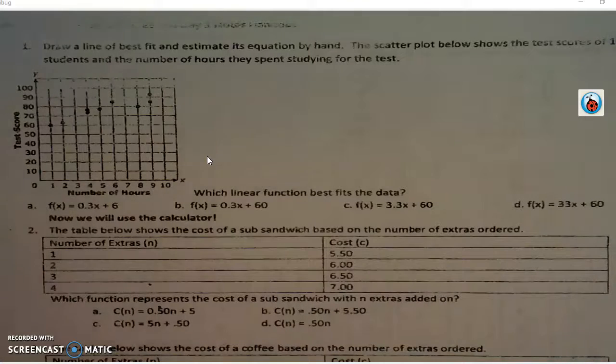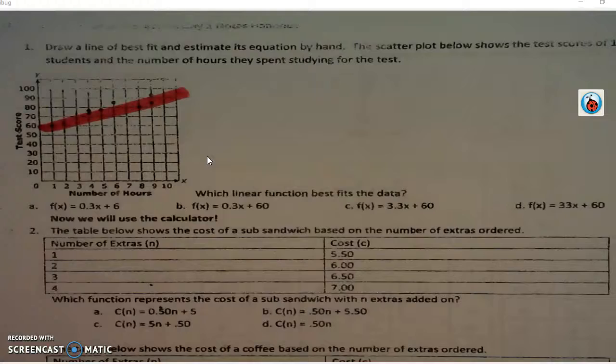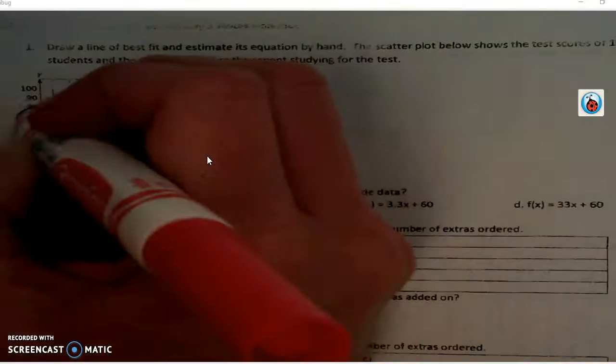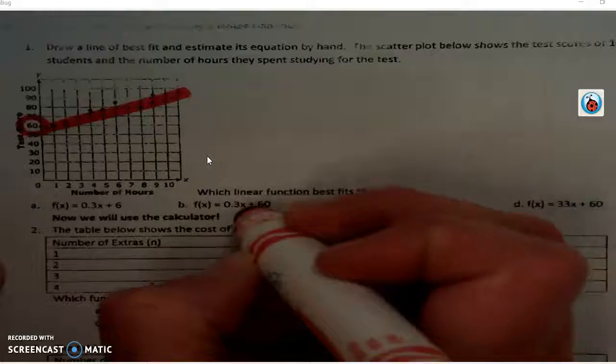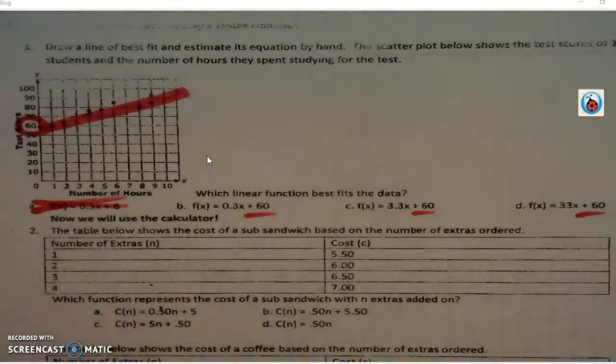The scatter plot below shows the test scores of 10 students and the number of hours they spent studying for the test. So if I draw a line of best fit that goes through the middle of those points, you see that the starting value of that line is 60. That's the y-intercept. So A is not the answer.